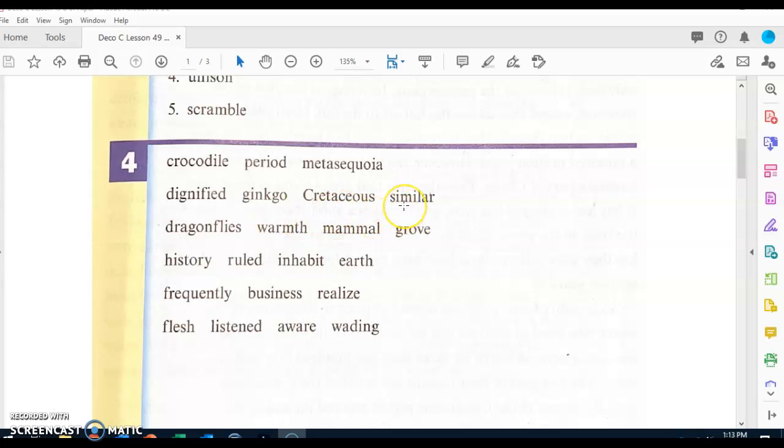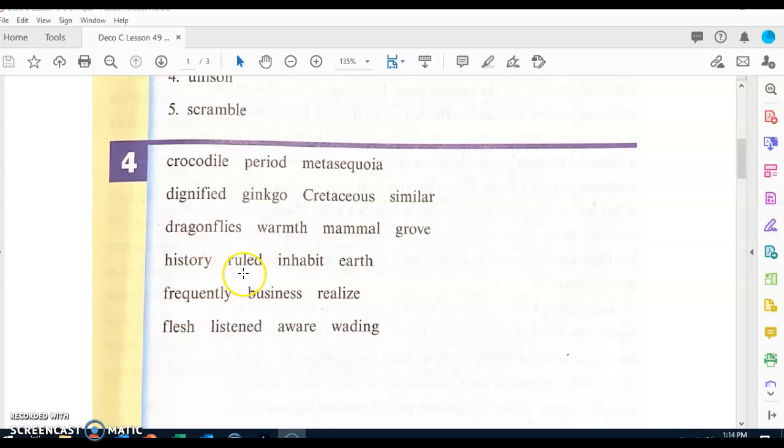Next word. What word? Cretaceous. Next word. What word? Similar. Next word. What word? Dragonflies. Next word. What word? Worms. Next word. What word? Mammal. Next word. What word? Grove.